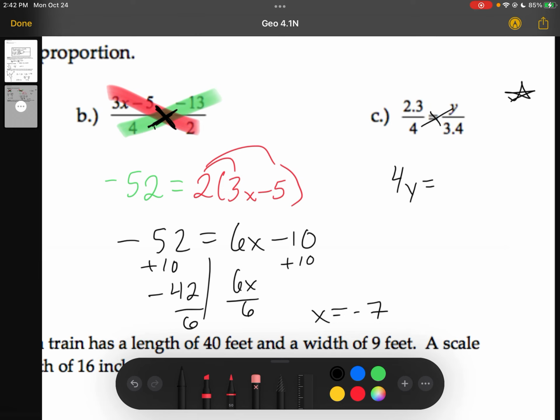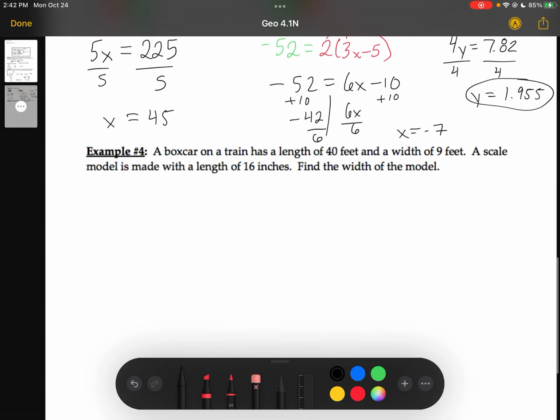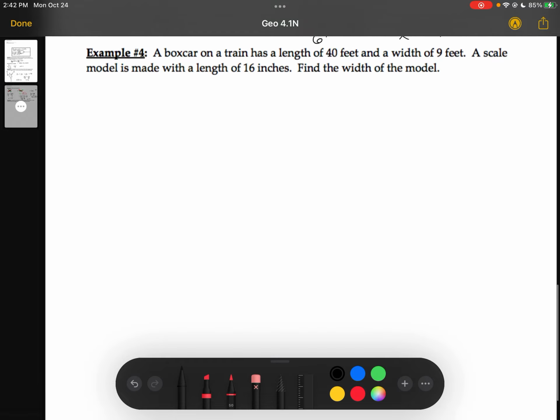So again, cross multiplying, we should get 4y, and then using that calculator, 2.3 times 3.4 gets us 7.82. Divide both sides by 4, and we'll get an answer of y equals 1.955. So there's our answer for that one. The last one is when we take these proportions and apply them to real world things. So some key things that we want to make sure we do is still use that same setup.